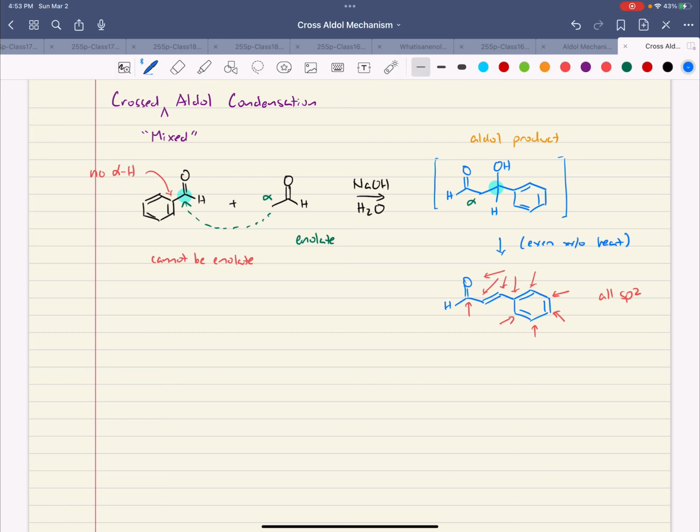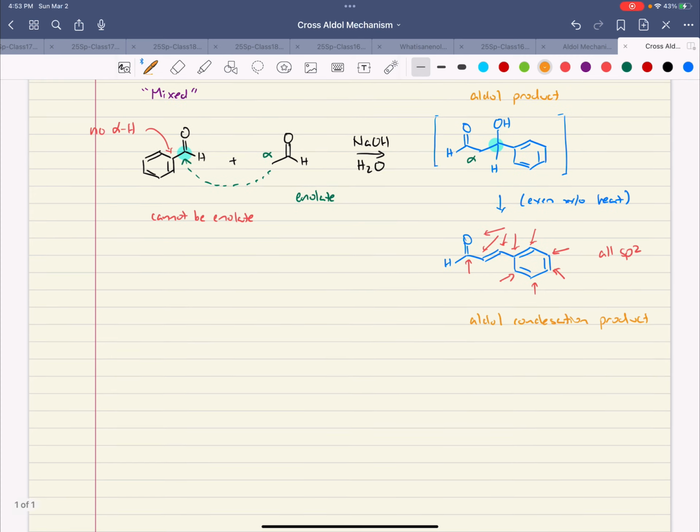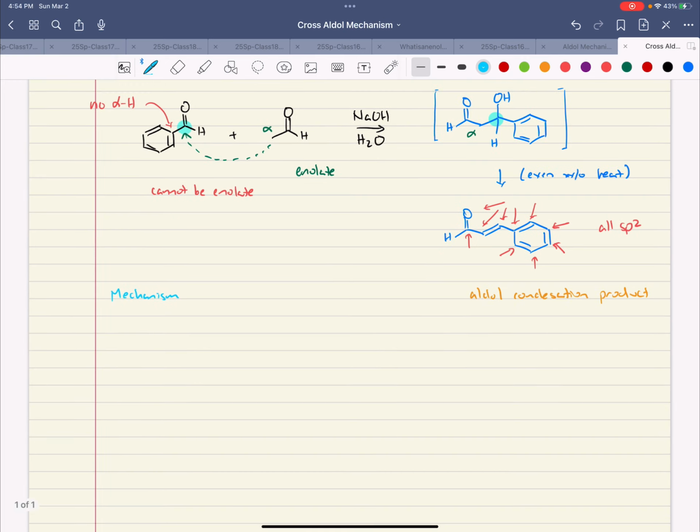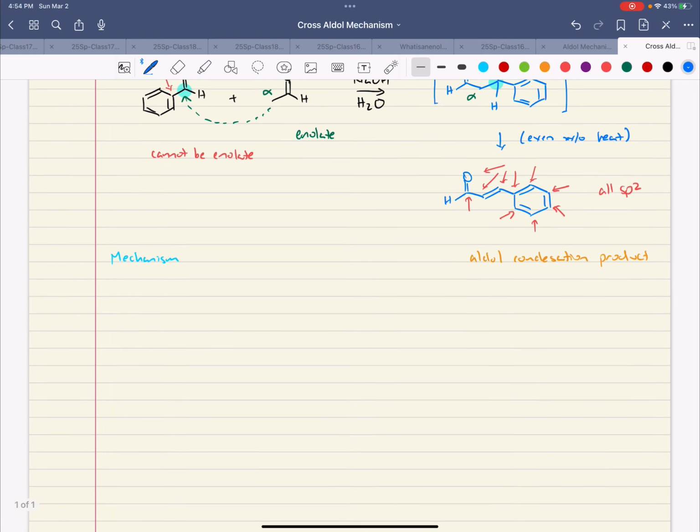Let's do the mechanism. By the way, if this is the aldol product, I would call this the aldol condensation product. And it's the final product in my mind. Okay, let's do the mechanism. Let's write it here. In a previous video, when we did a simple self-aldol condensation, the mechanism was, I believe, 5 steps. Let's see if that's the case in this reaction.